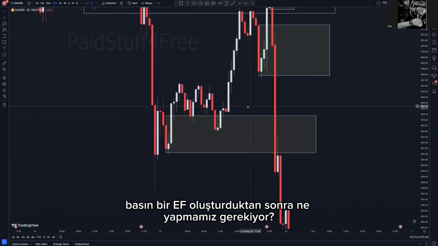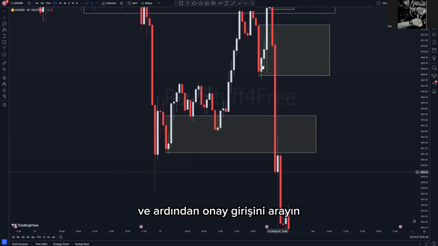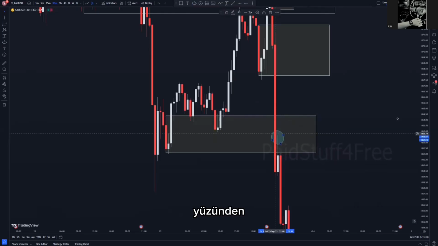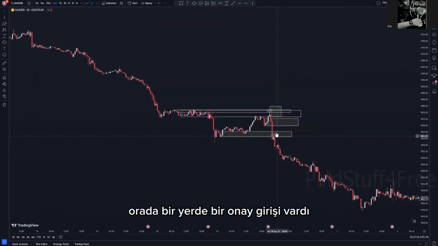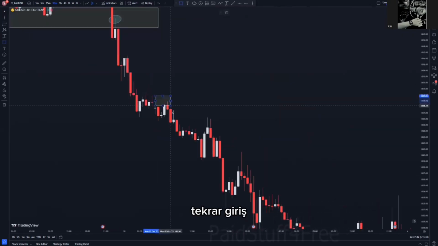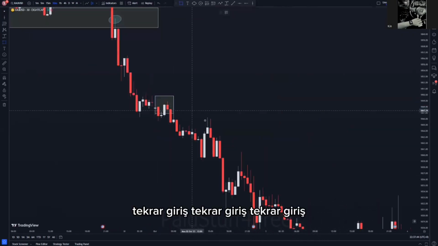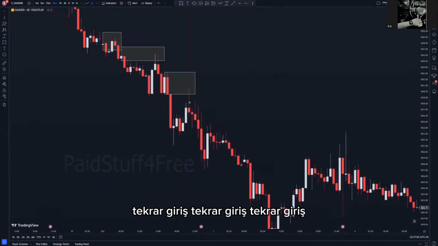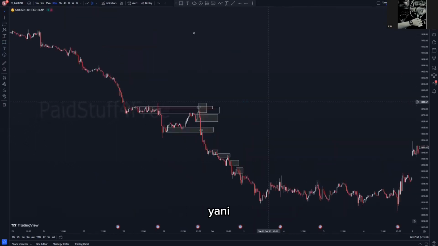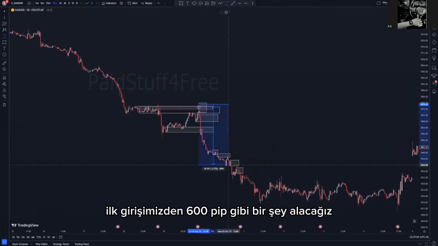So for now, what do we need to do? After the price creates an EF, just wait for the pullback and then look for the confirmation entry. And why did the price go down from here? Because there was a confirmation entry somewhere around there. Okay, re-entry again, re-entry again. All right. So from our first entry, we'll get like 600 pips, right?